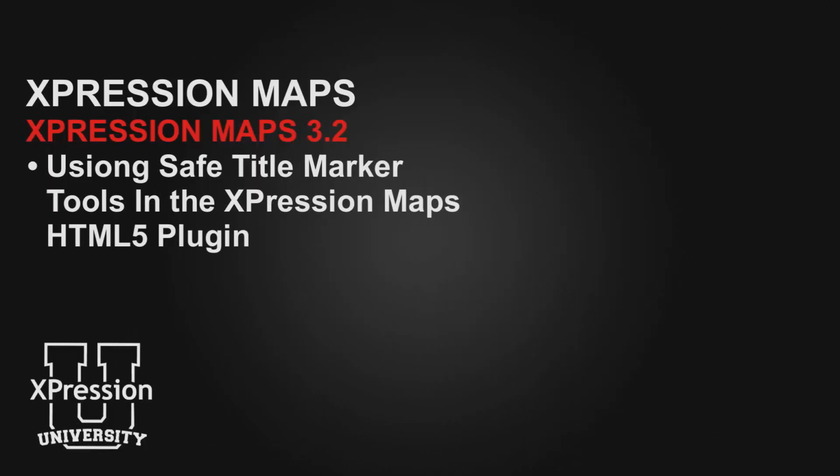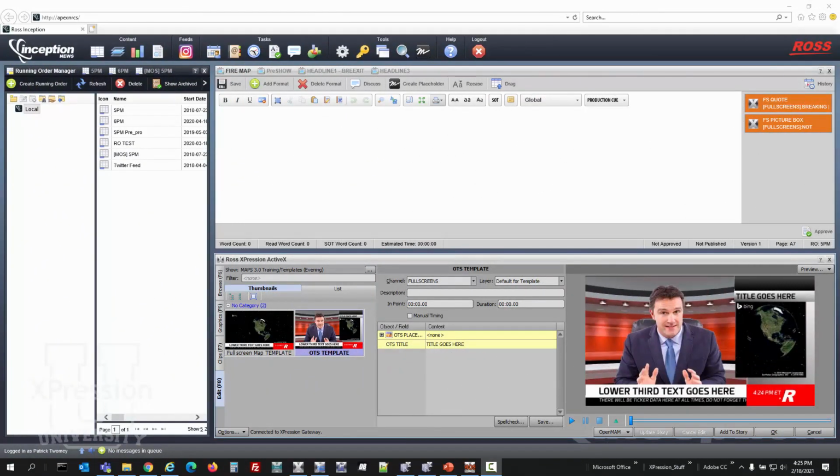I'd like to show XPression Maps HTML5 plugin and the safe title function within it. I'm working here in Inception and I've got a couple maps templates that I like to use for my newscast. We generally bounce back and forth between doing over the shoulders and full screen maps. And we render the maps the same every time.